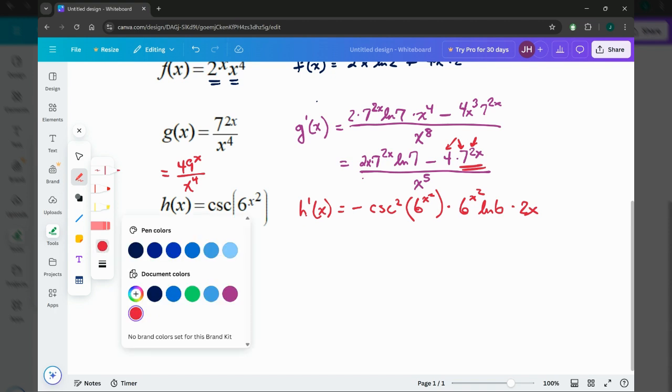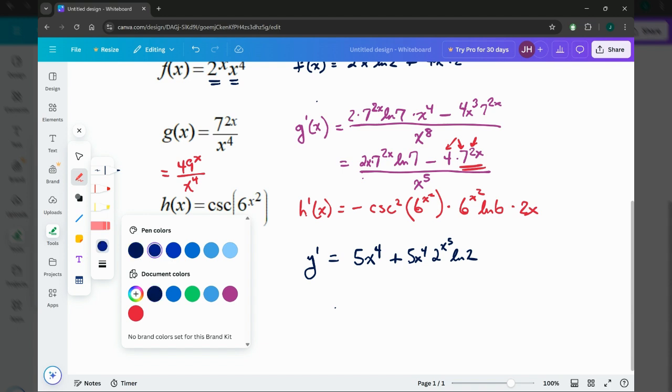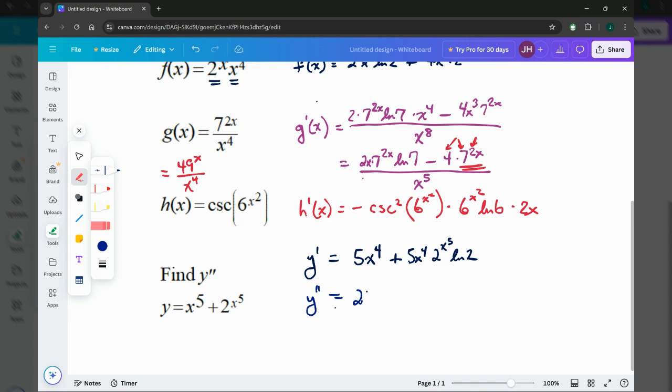And let's do a problem here with the higher order derivative. What's y prime? Y prime would be 5x to the fourth plus 2 to the x to the fifth, natural log of 2, and I would have to multiply by 5x to the fourth. That's my first derivative. My second derivative, again, I'd have to do a power rule. It would be 20x to the third, and this here I'd have to do a product rule. So this would be 20x to the third times the second part, which is 2 to the x to the fifth, natural log of 2.